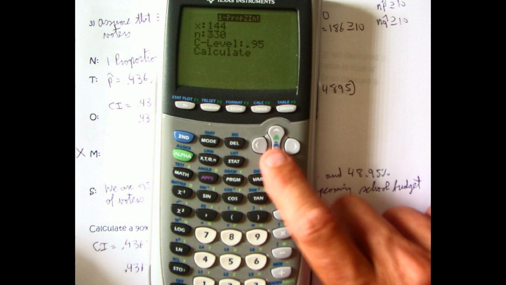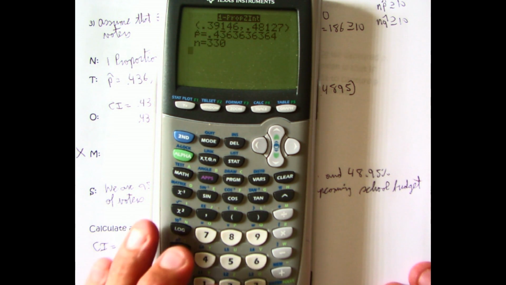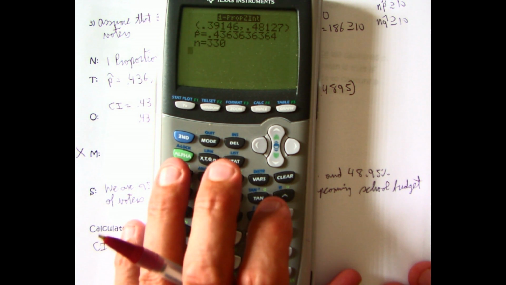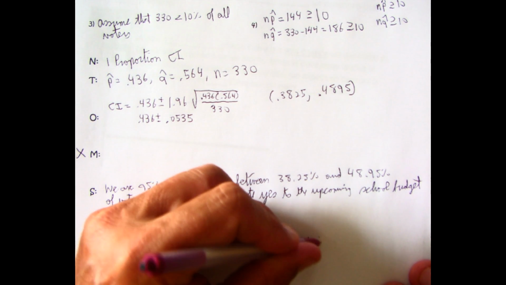And I'm just going to let the calculator, the only thing I got to change is I'm going to change that to 90%, and then I'm just going to let the calculator calculate it. Now I'm between 39.1 and 48.1. So this is 0.391 and 0.481.